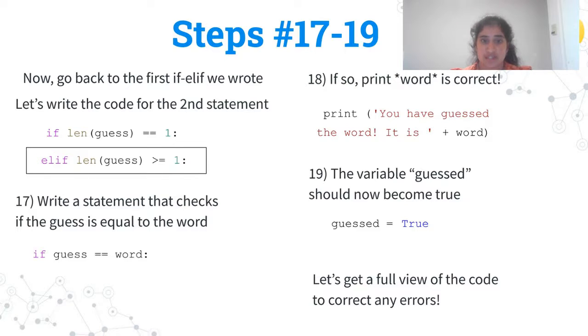The answer should look something like this: if guess is equal to word, colon. Make sure the equal is a double equal sign. For step 18, if so, we need to print word is correct, and word in this case refers to the word that the user is playing hangman with. We'll give you a few seconds to work on this, but you can pause the video if you need more time.